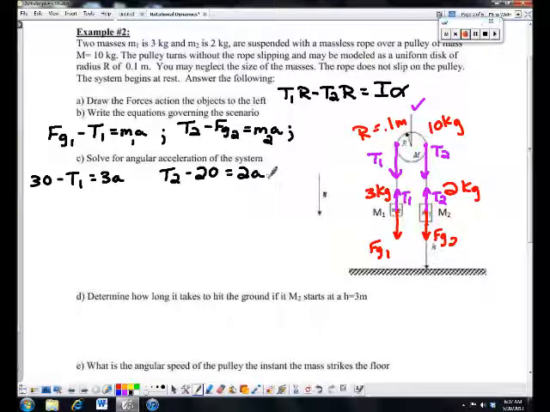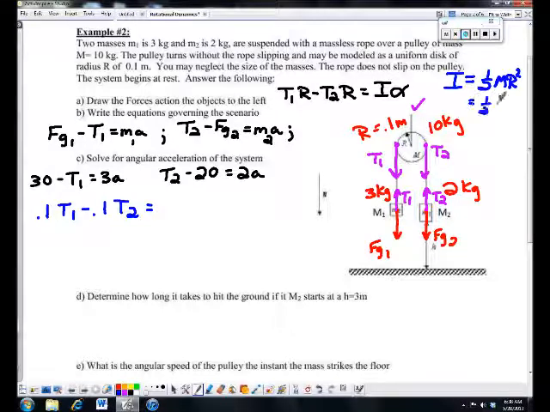That's not good enough yet. So my third equation from torque is going to be T1 times 0.1, so 0.1 T1 minus 0.1 T2 equals I alpha. Now this is a solid disk, so I'm going to write I over here. I is 1/2 mr squared.